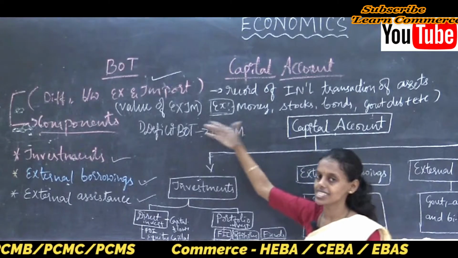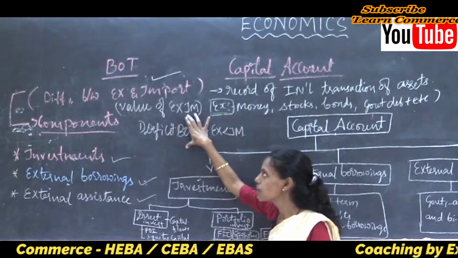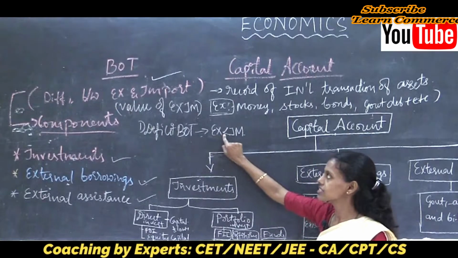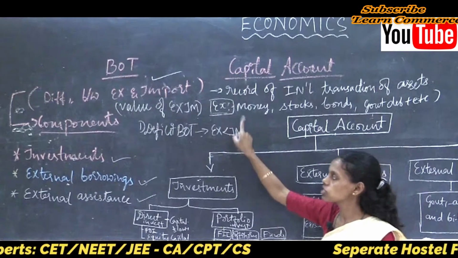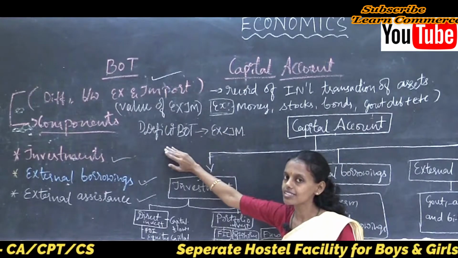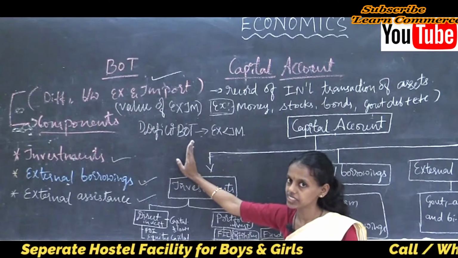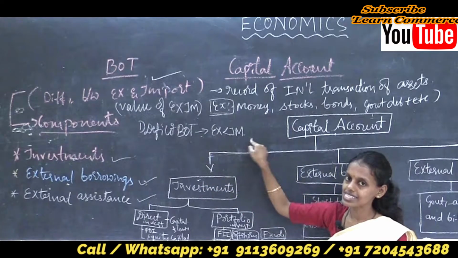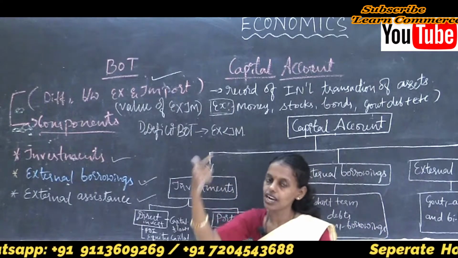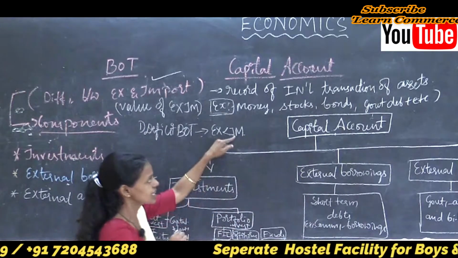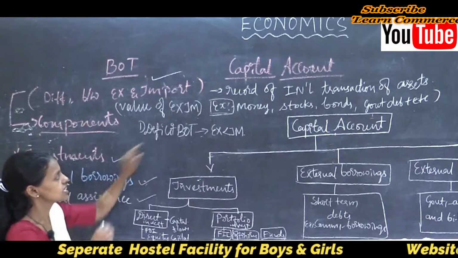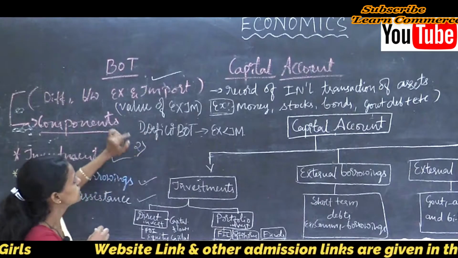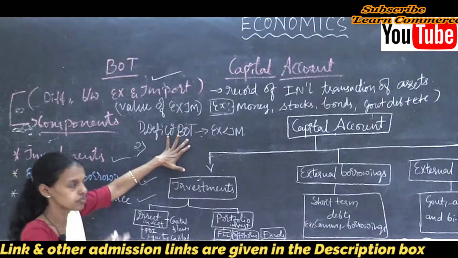Payments exceeding receipts is called a deficit. When exports are less than imports, it leads to a lack of balance in trade. Thus deficit balance of trade means exports are less than imports, or imports are higher than exports. Deficit means shortage or lack of actual value.